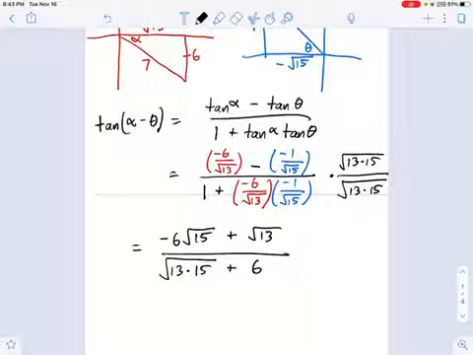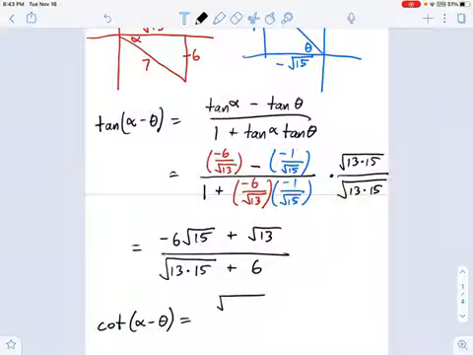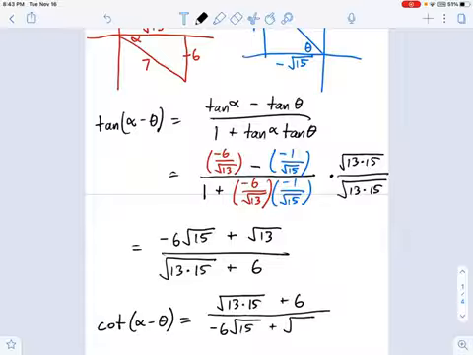We're done with tangent. All that's left is to write the cotangent of alpha minus theta. And that's going to be simply this fraction flipped upside down. Root 13 times 15, you can certainly put in what that value equals if you want. I'm just keeping it here so it's very clear where all the numbers are coming from. And then -6 root 15 plus root 13. And there we go. That's our answer.